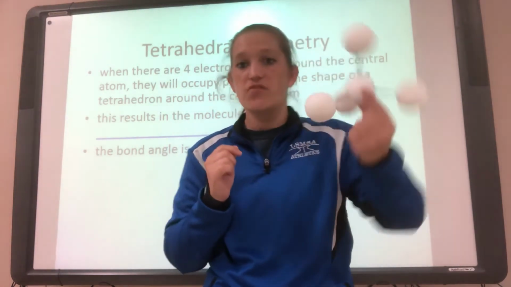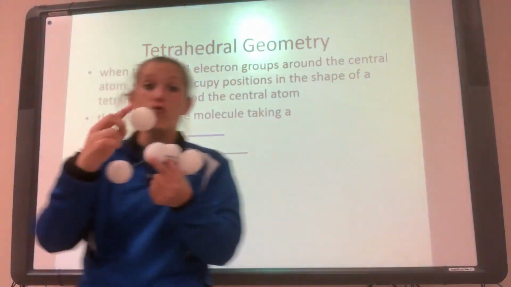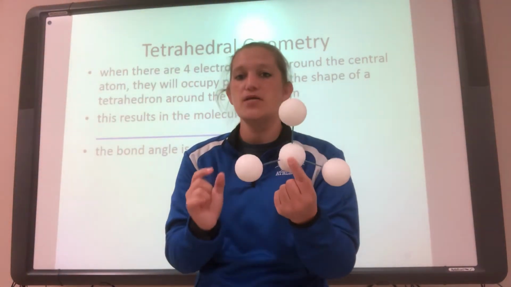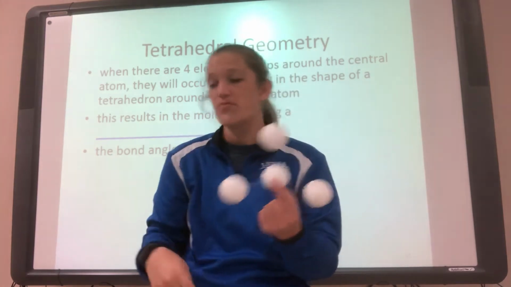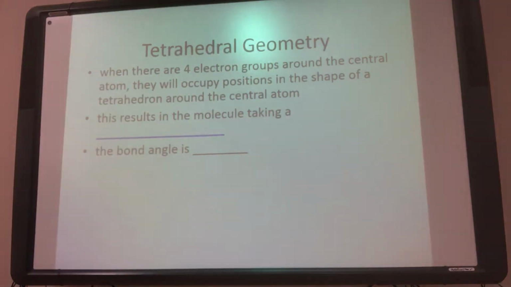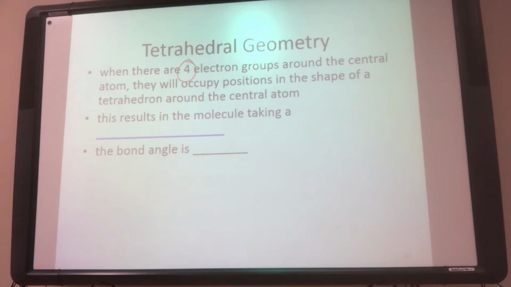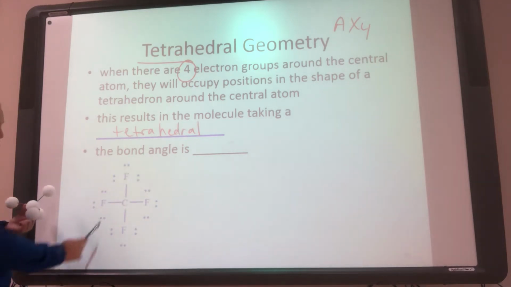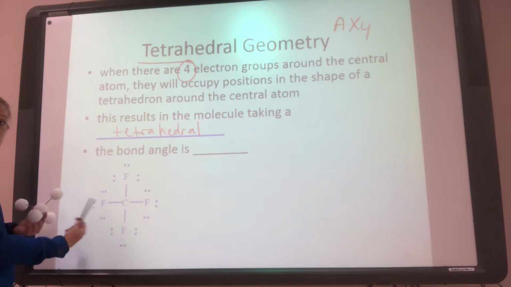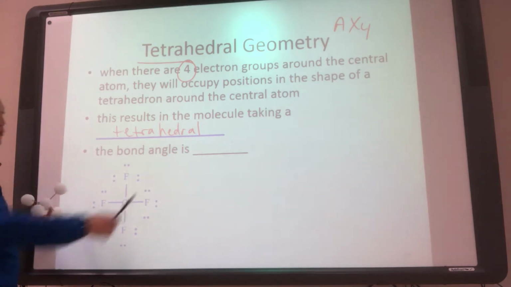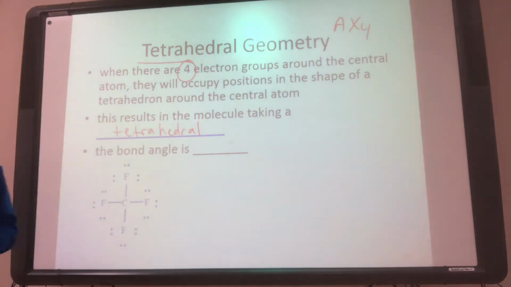So other ways you can think about this one. There are four things attached. So the way you can remember the name is, what was our prefix for four? Our prefix for four was tetra. So if we have four electron groups, this is an AX4. It's called tetrahedral, okay? So if this is my Lewis dot structure, I'd say 1, 2, 3, 4 things are attached. So if it's four electron groups, it's tetrahedral.